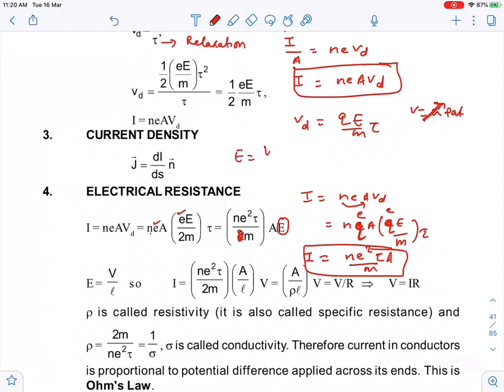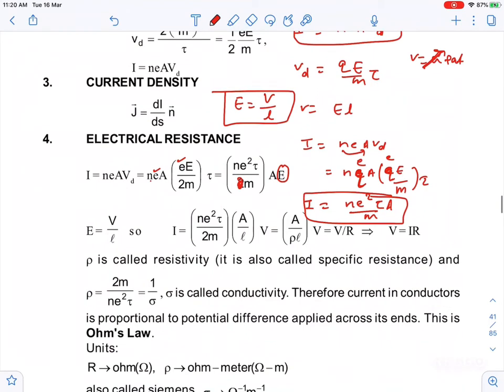How will this term come? Let me tell you, because you know that electric field is equal to V by L. You know this formula, right? Potential per unit length is electric field. So potential can be written as E into L, guys. Potential can be written as E into L. So I have written that here.